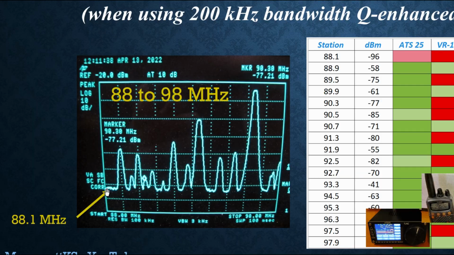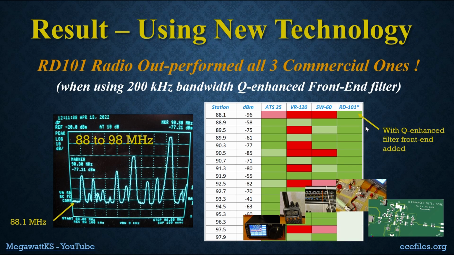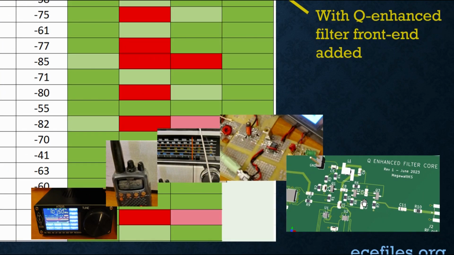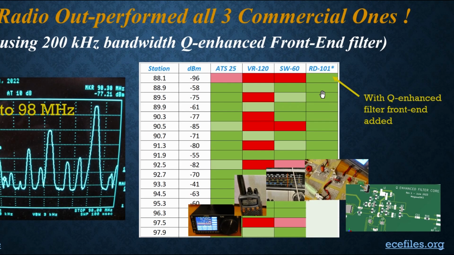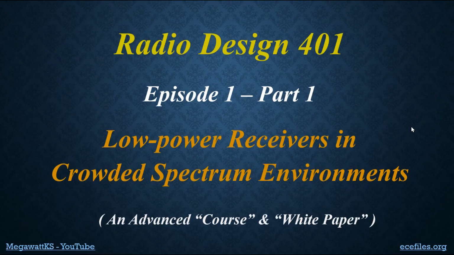but it's there. And with the addition of the new fancy Q-enhanced bandpass filter, this is a KiCad rendering in 3D. We just swapped it out for the low noise amp and the Radio Design 101 guy. We could receive that station pretty well. So that's what we're talking about. How to receive signals in crowded spectrum environments.